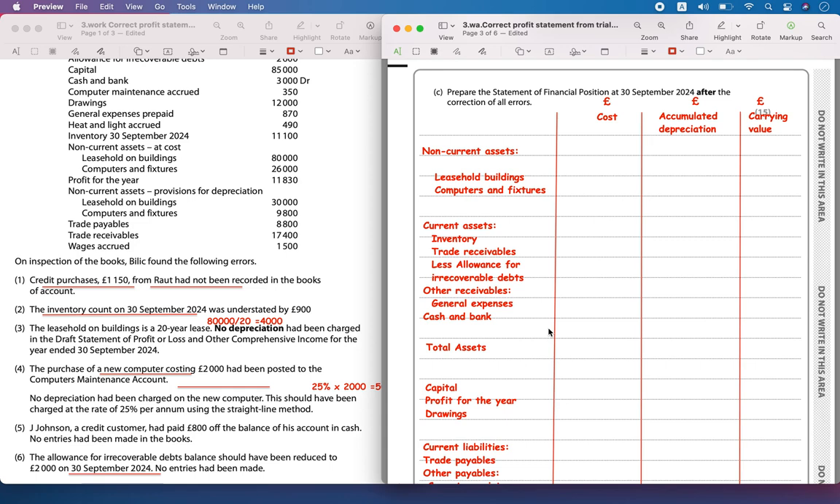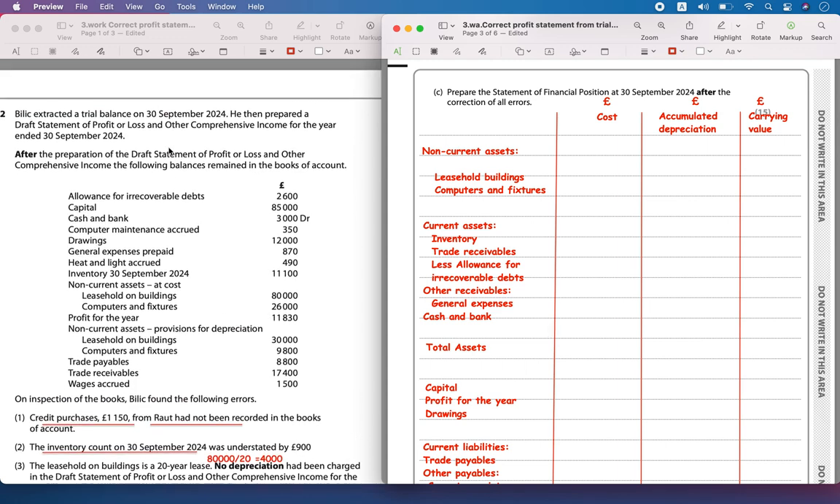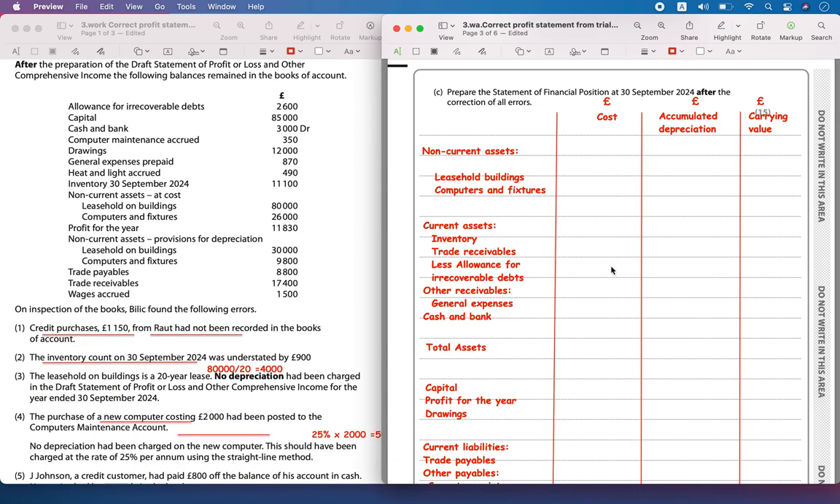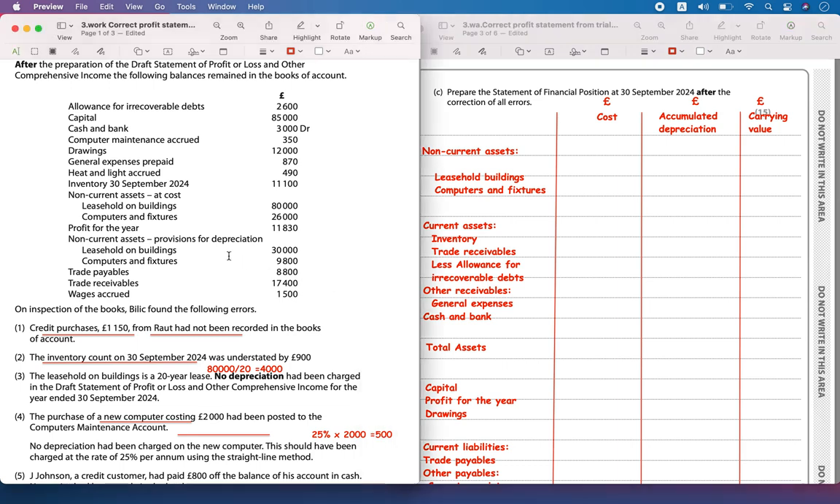Hello, today we are going to solve October 2024 paper question number 2, okay, for Billick. Part C, prepare the statement of financial position at 30th September 2024 after all the correction of errors. So we had done some correction of errors. Now we have to start including all of them. So let's try to do that. So here we had to do the corrections before.